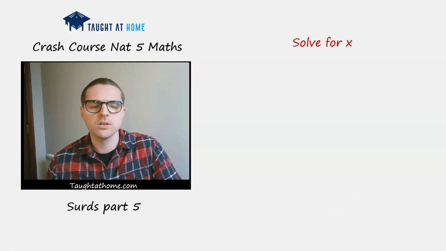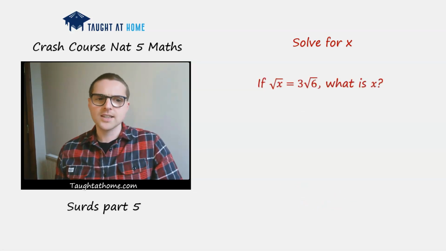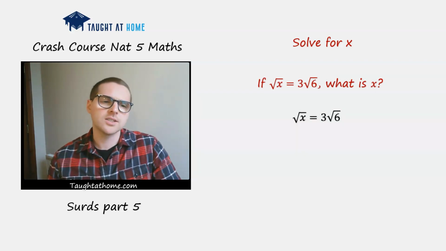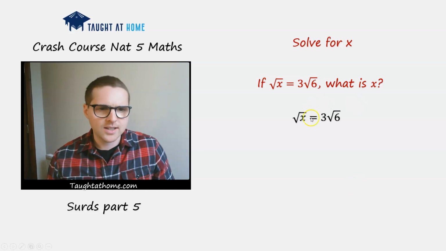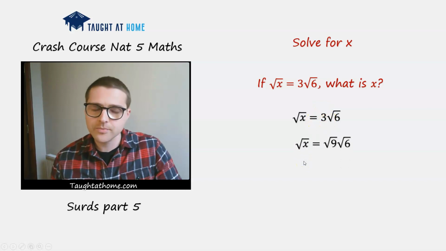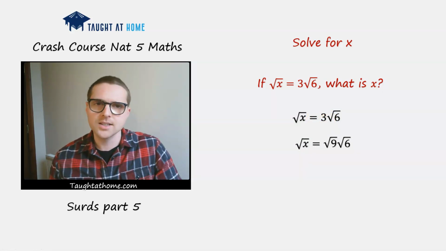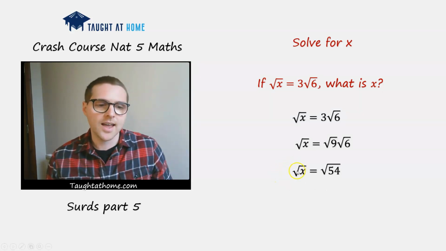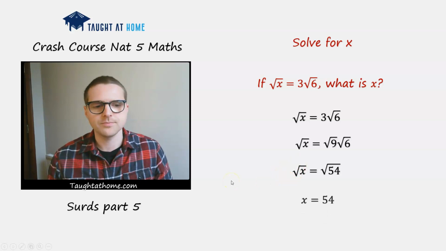Let's have another go. If the root of x equals 3 root 6, what is x? We're going to do the same thing. Let's convert the right hand side. What square root of what gives 3? Well, that'll be the square root of 9. Now we're going to multiply 9 and 6 together to give the root of 54. And we can say that x is equal to 54.